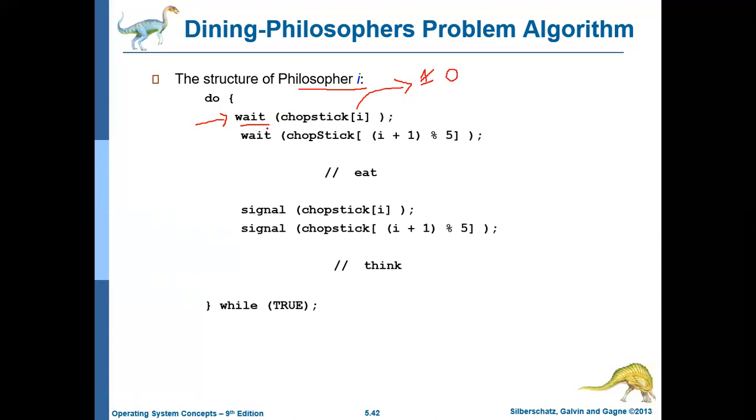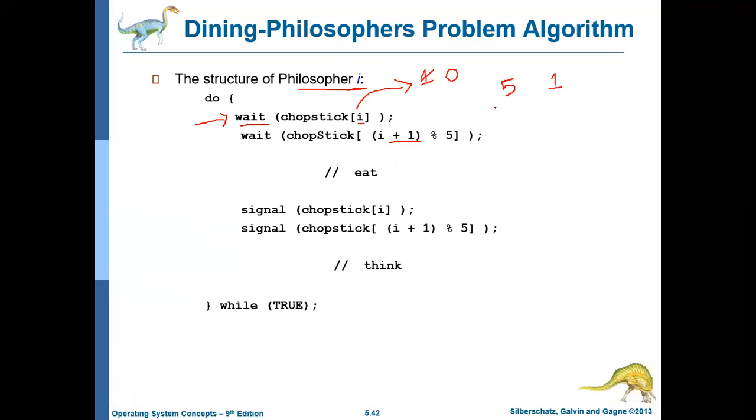Okay. So now this philosopher I has got the ith chopstick, but he needs one more chopstick because he cannot eat with just one chopstick. So then he performs a wait on chopstick of I plus 1 modulo 5. Why this modulo 5? I think you understand, because if the philosopher is using the fifth chopstick on his left side, then the next chopstick which he should pick is the first chopstick.